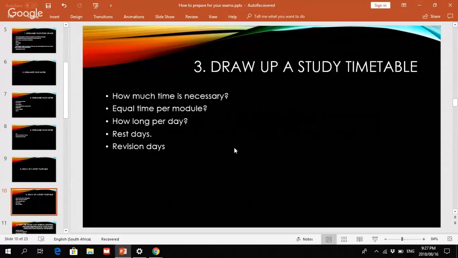So if you are good in auditing, for example, and you know that you don't need that much time on it, then rather allocate that time to a module which you need to be focusing a lot more on. So would I suggest equal time per module? Not really. I'd say allocate the time that is necessary for you to pass that module. So if you find yourself spending a week and a half on a module and a week on another module, and maybe half a week on another module, if half a week is enough for you to study, by all means, but that is something which you will know.